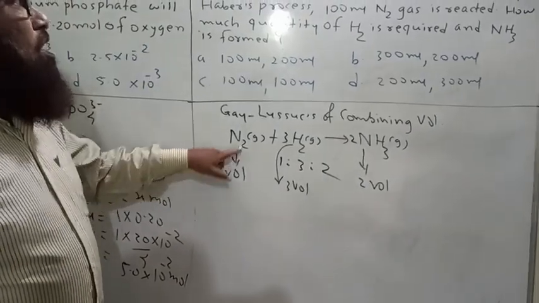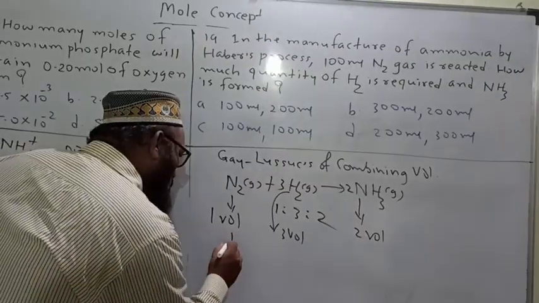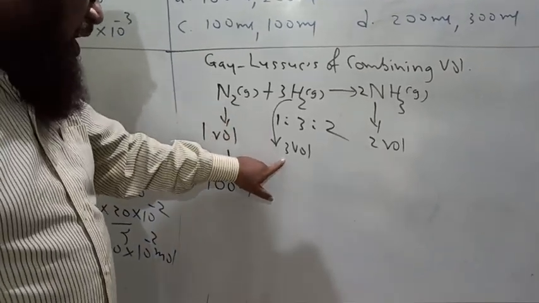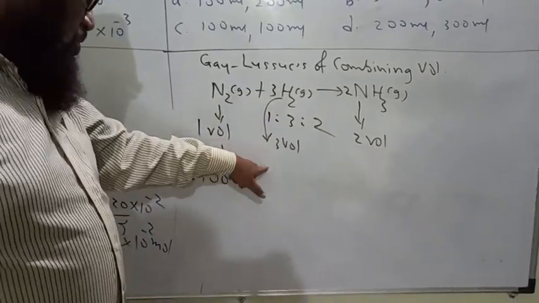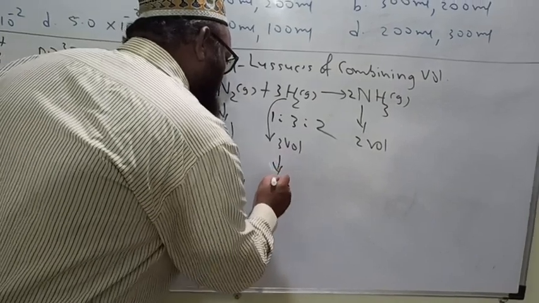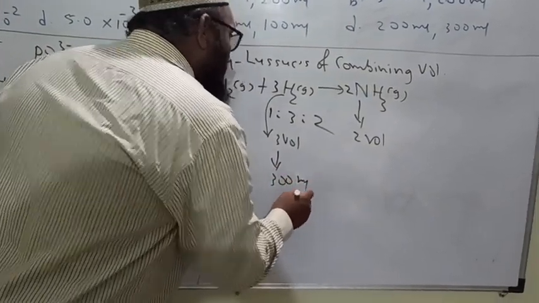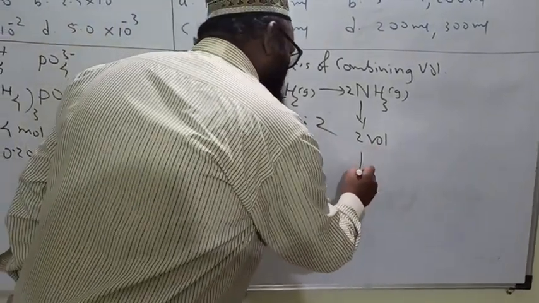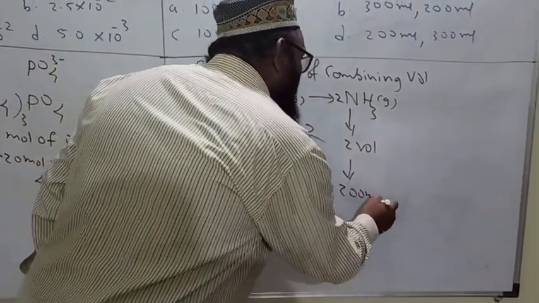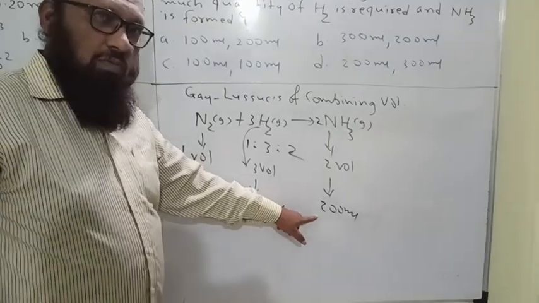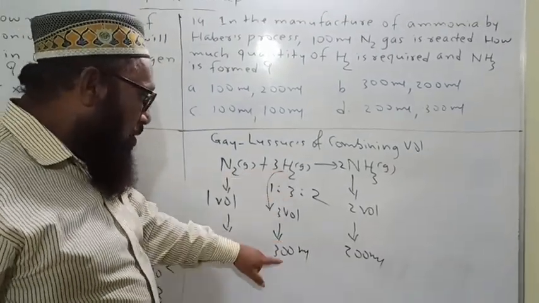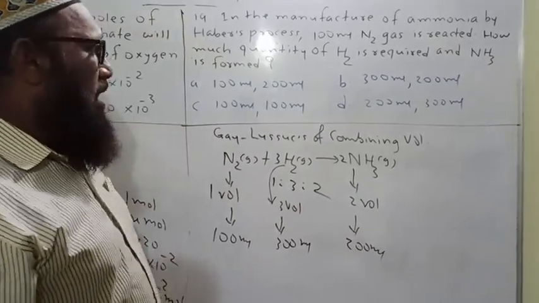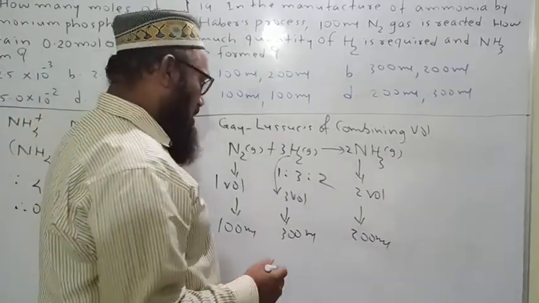Here 1 volume of nitrogen is equal to 100 ml. Here how much volume? 3 volumes. Therefore the volume becomes thrice, that is 300 ml hydrogen gas is required. 2 volumes means 200 ml ammonia gas is formed. Here hydrogen required is 300 ml, ammonia formed is 200 ml. Option is here B.